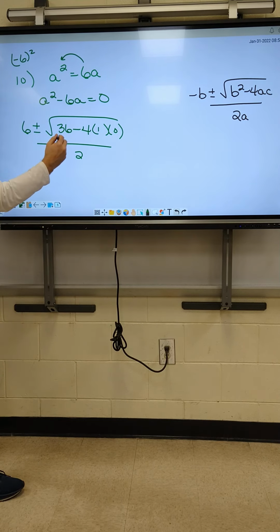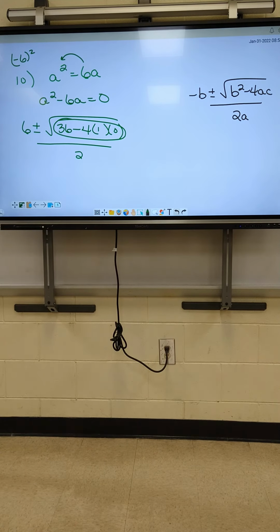All right, so now let's do everything else on the calculator. Y'all type your numbers in right here. Tell me what you get. I'm going to wait and let you do it. You didn't type 36. And so watch this. You do 36 minus 4 times 1 times 0. You gotta type in the numbers that are underneath the square root. 36 minus 4 times 1 times 0.